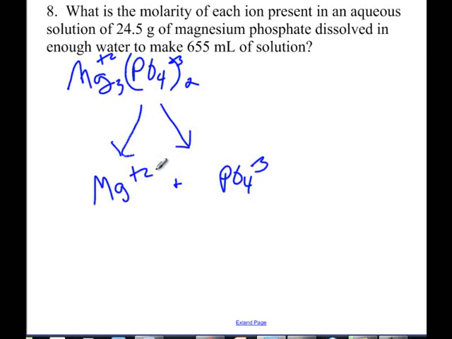a -3. And if I have 1 mole of these, I'm going to get 3 moles of this, and I'm going to have 2 moles of this, right? So if they're in the same amount of solution, if I have 1 molar of this, 1 mole per liter of this, I'm going to have 3 moles per liter of this and 2 moles per liter of this. Okay, so I can triple the moles, or I can triple the molarity to get this. I can double the moles or double the molarity to get this.